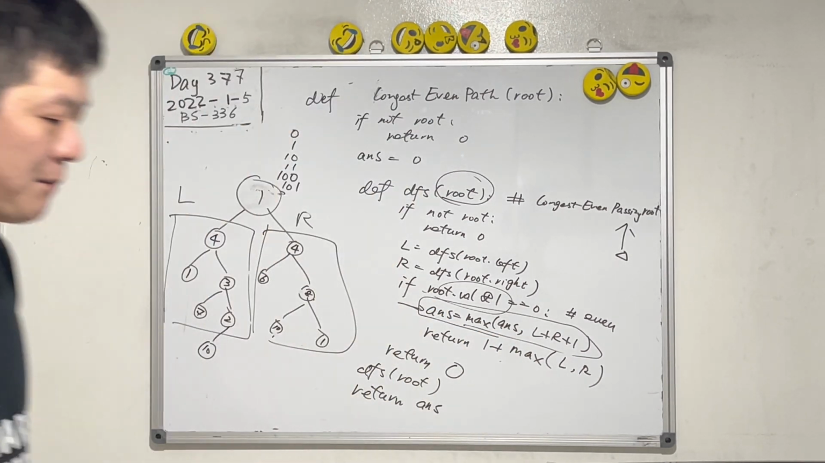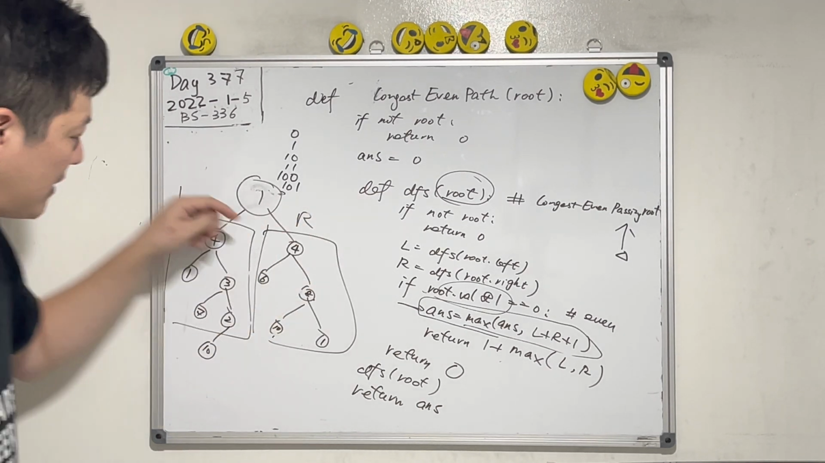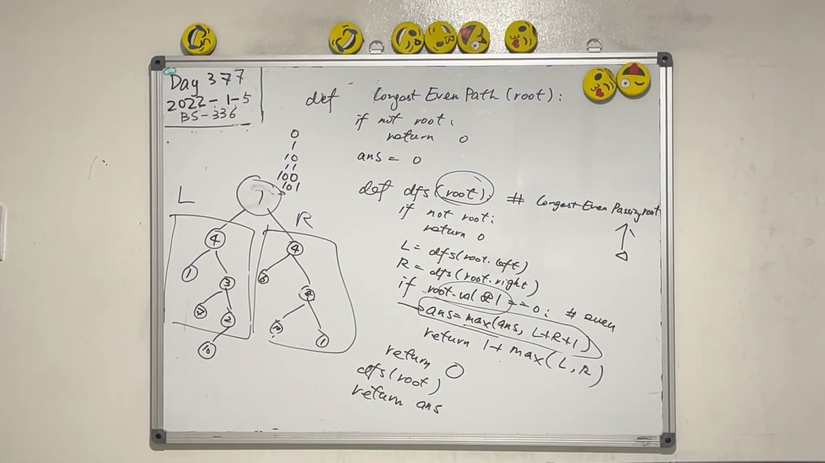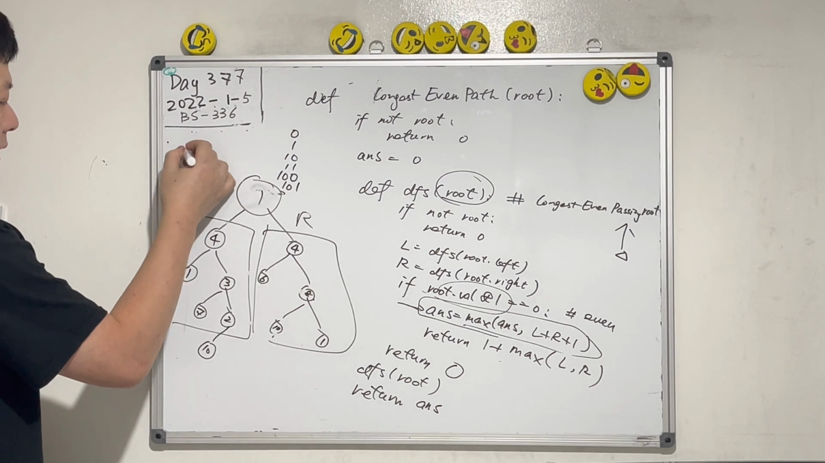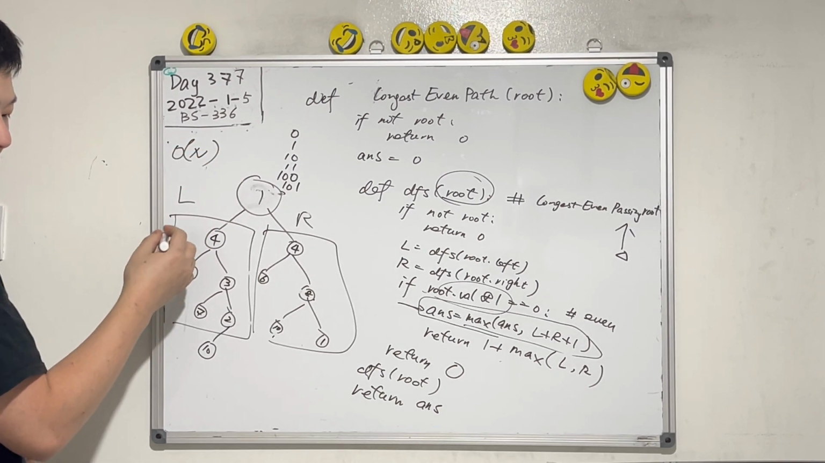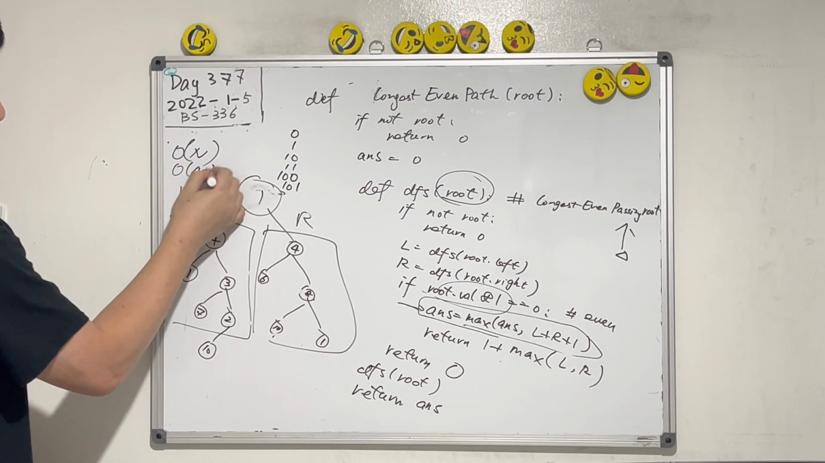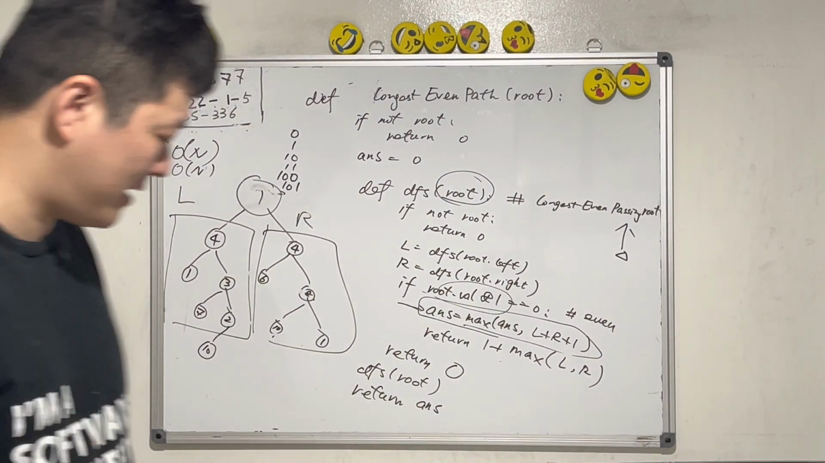What's the time complexity for DFS search if there are n nodes here? What's the space complexity? It's classic, the textbook, right?